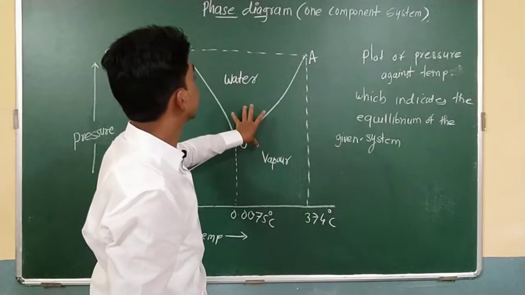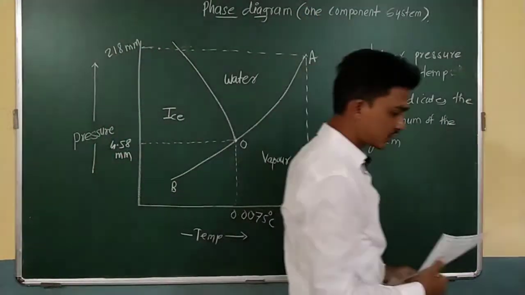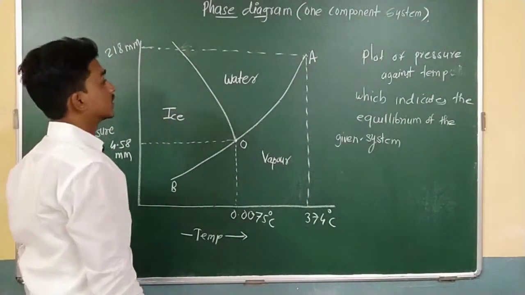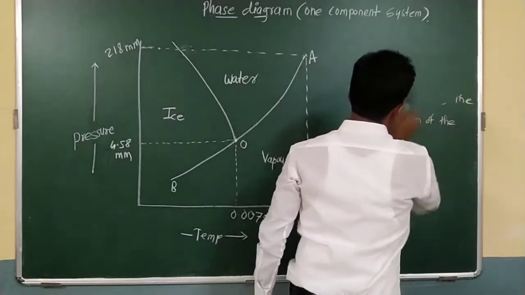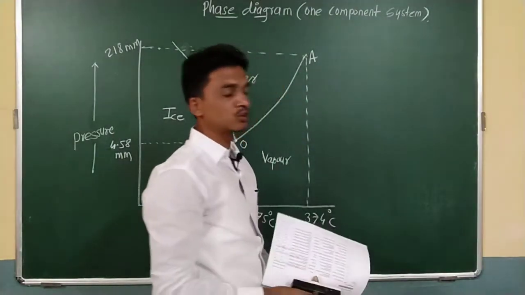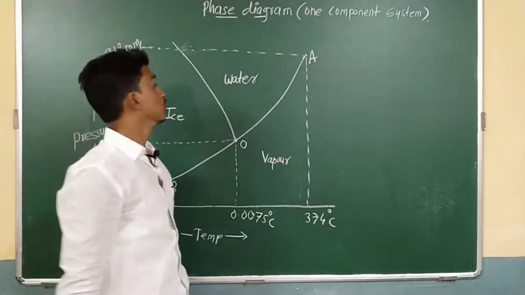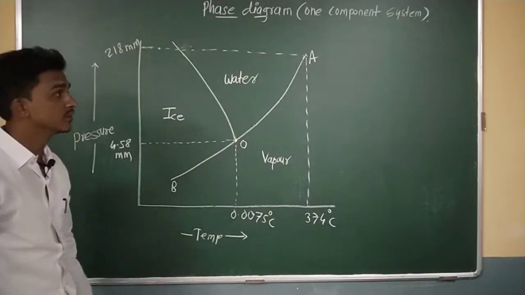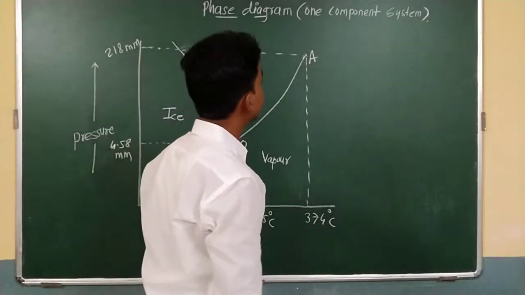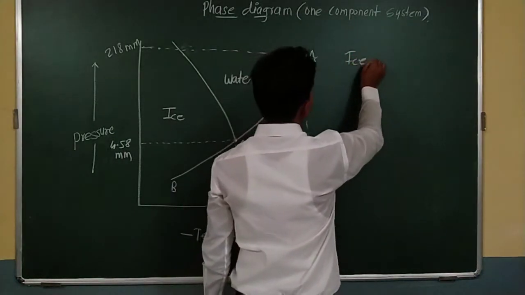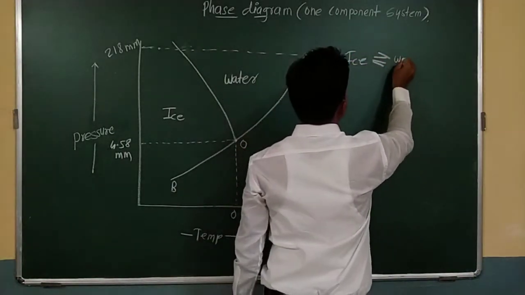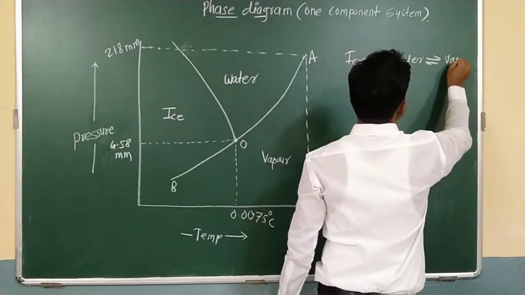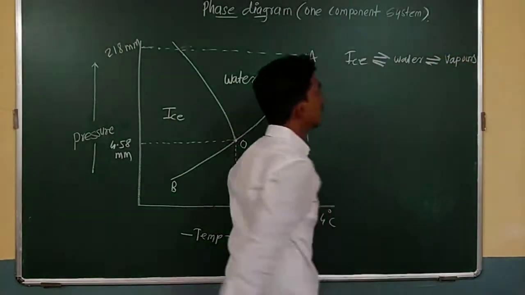So I have plotted this phase diagram only for a one component system, and for the one component system I am selecting the water system. One component system means what? There is only one component. As we know, in the last video we discussed that the water system has 3 phases and one component, and the equilibrium is written like this: ice is in equilibrium with water, and this water is in equilibrium with what? Vapors.